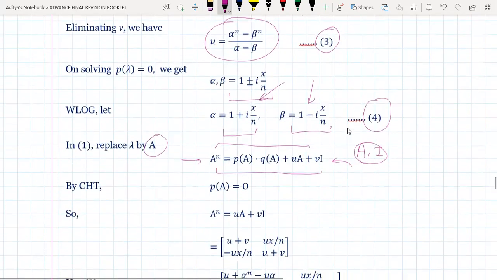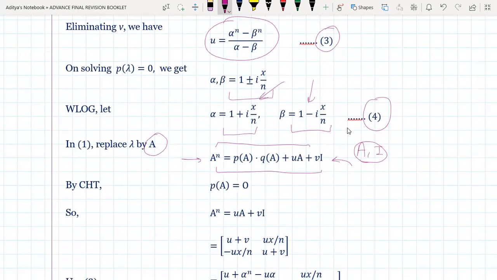Now, the Cayley-Hamilton theorem basically guarantees that if in the characteristic polynomial we replace lambda by the matrix A itself, that will give us the null matrix. Basically we are saying that every square matrix satisfies its characteristic equation, and what is the characteristic equation? P of lambda equal to 0. So lambda can be replaced by A, and since this is 0, A to the power n simply becomes uA plus vI as it is.